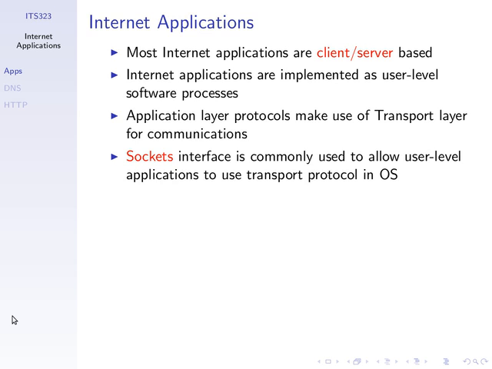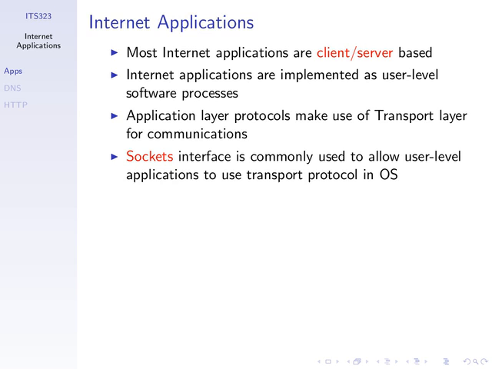Most of the internet applications use this client-server model. A client contacts the server and then they communicate. And most of them are implemented as software processes at the user level. That's something that you can run and install on your computer without administrator access to that computer. The application layer protocols make use of the transport layer. That is, they use either TCP or perhaps UDP to deliver their data across the internet.